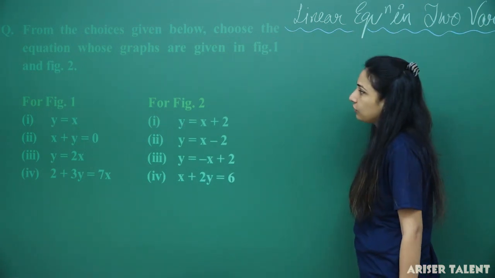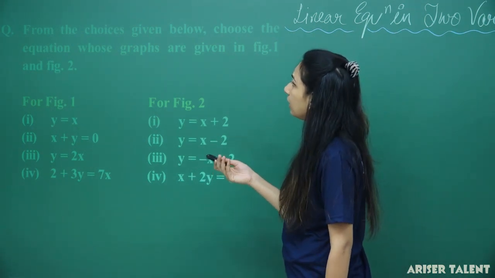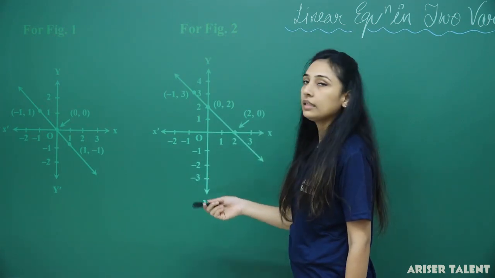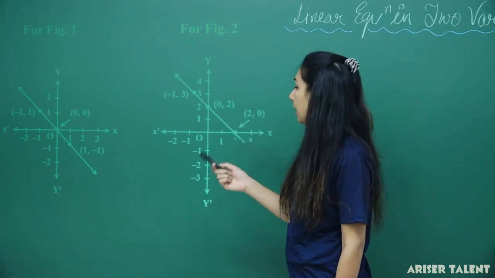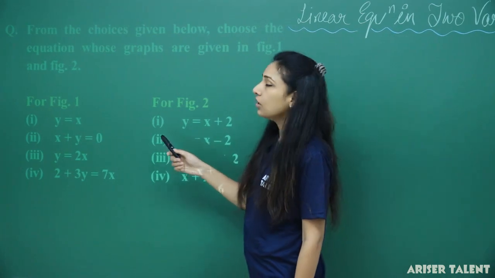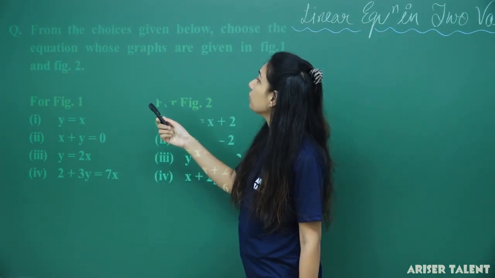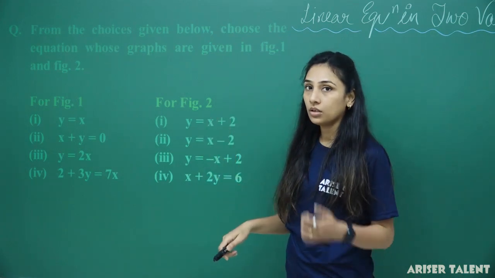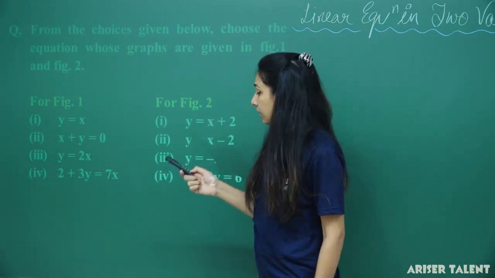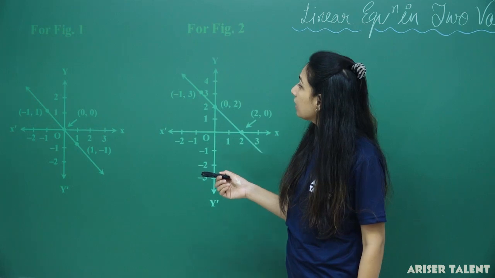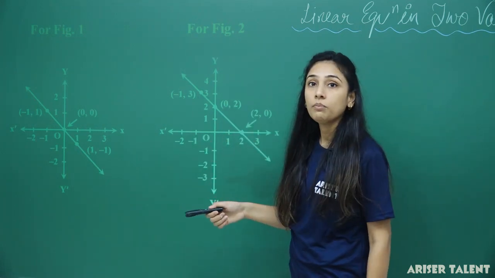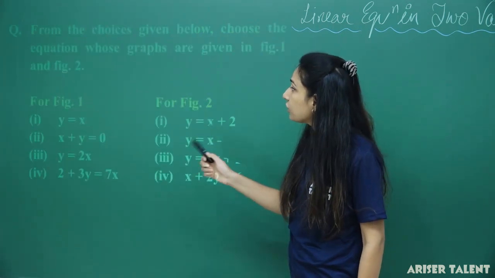Now don't get confused because you are not getting any figures here. This is here, this side. These two figures are here, and the question is that from these two figures you have to choose the equation whose graph is given in the figure. So you have to find out which equation these graphs belong to.